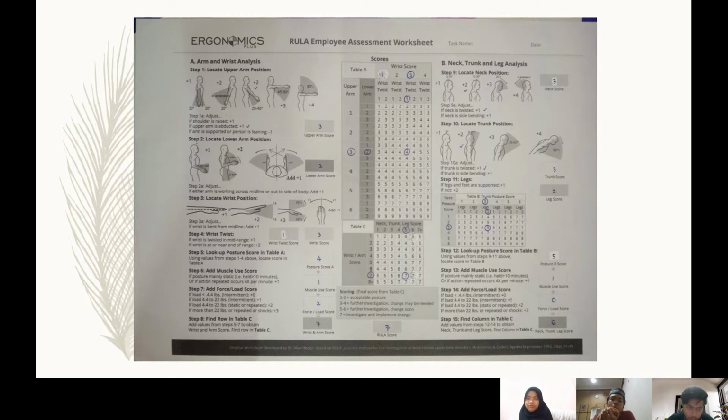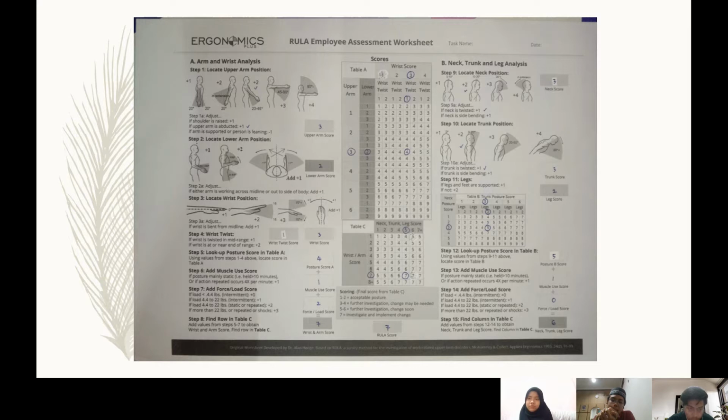Next is the wrist twist. For this, the wrist twist is mid-range, and it has a score of 1. This happened because the cashier can conserve the energy of twisting in mid-range while putting items inside a plastic bag or serving the customer at the counter.